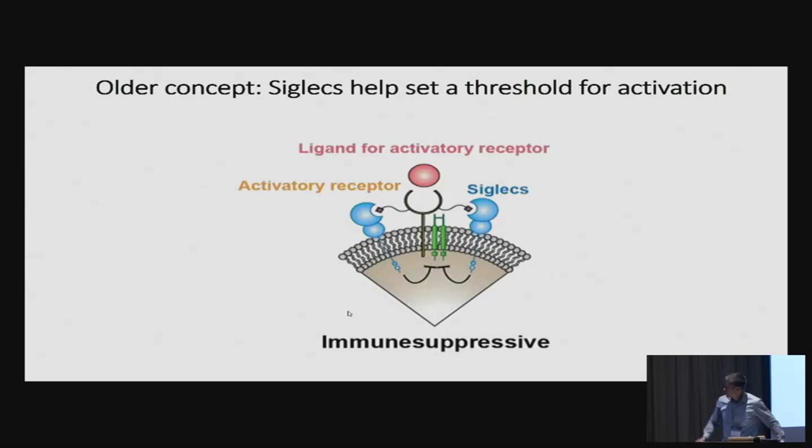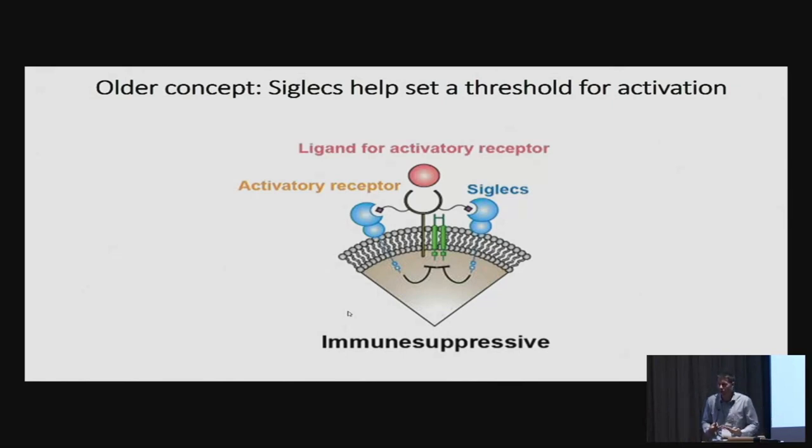So, I'll give you two. Kurt mentioned sort of historical perspective. I don't think I bring a lot of historical perspective here, but here's one. So here's sort of the older concept, if you read papers going back to the 90s, on how Siglecs function. They would describe Siglecs as setting a threshold for activation. Okay? That was sort of the words that were used, and that still may be true, but in this model, basically, you have an activatory receptor that may have ligands for Siglecs, which would be bringing it close together.